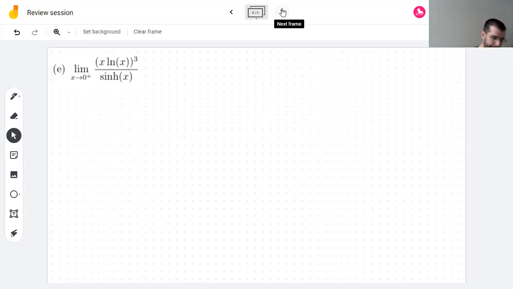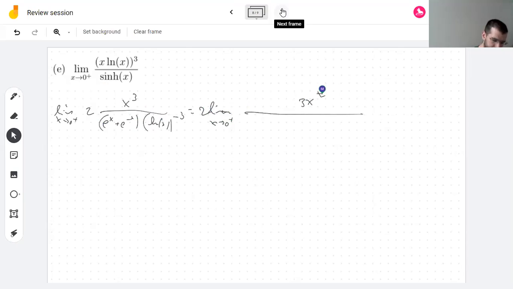Next page. The limit as x approaches 0. Okay, so the derivative of the top and the bottom: 3x squared, and now the product rule.